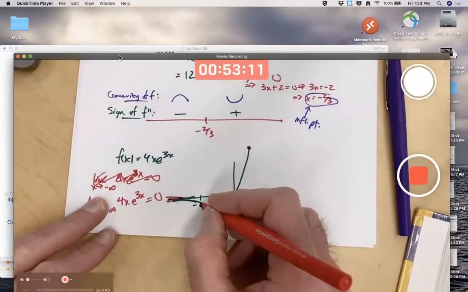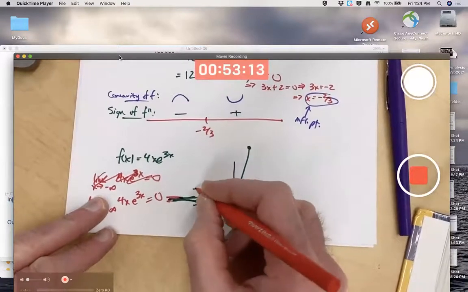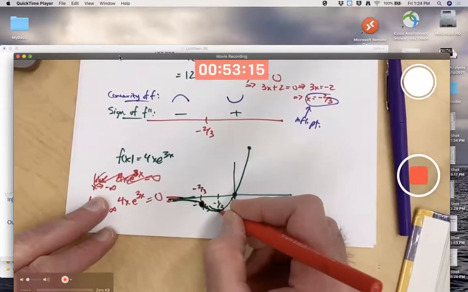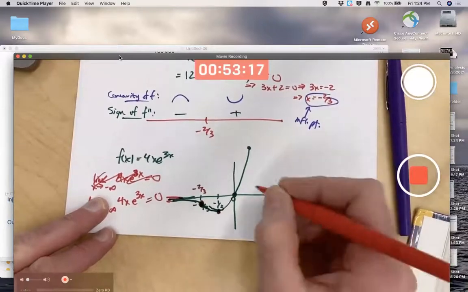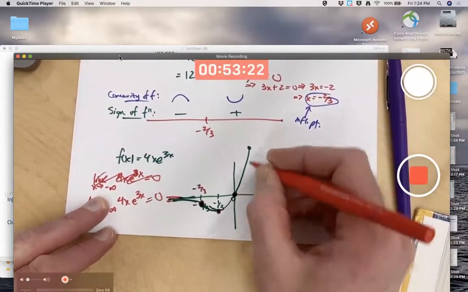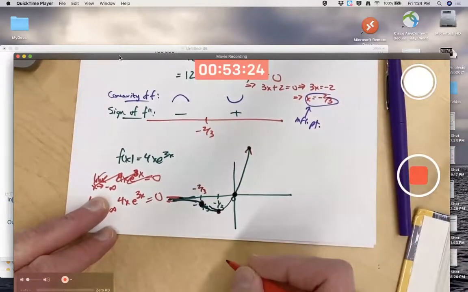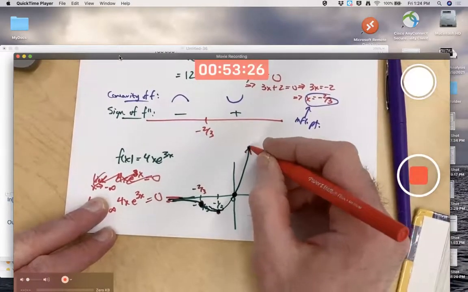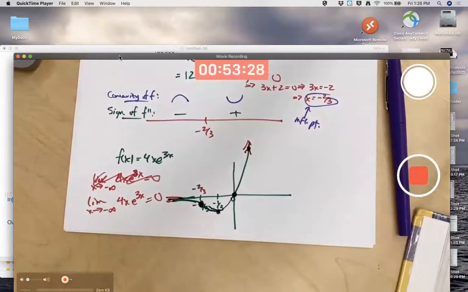An inflection point here, that's an inflection point. This is negative 2/3 here. A minimum here at negative 1/3. Both an x and a y intercept here at the origin and goes up very rapidly as x goes to plus infinity. I didn't mean to make a big dot there. That's a rough sketch of the graph.